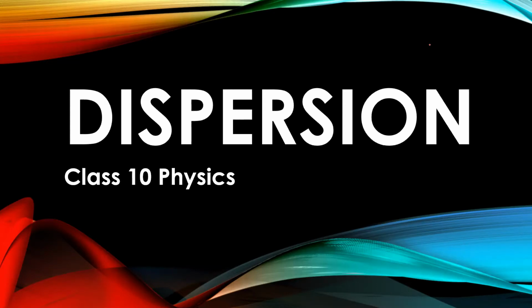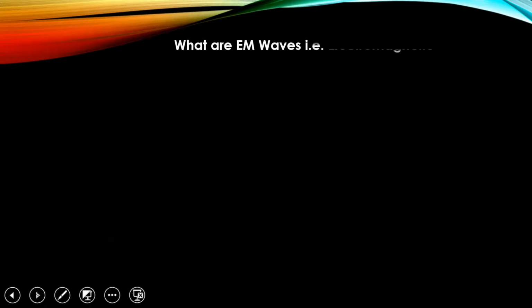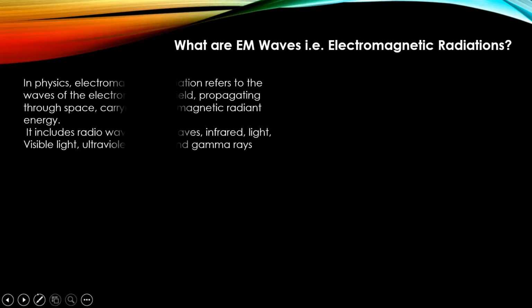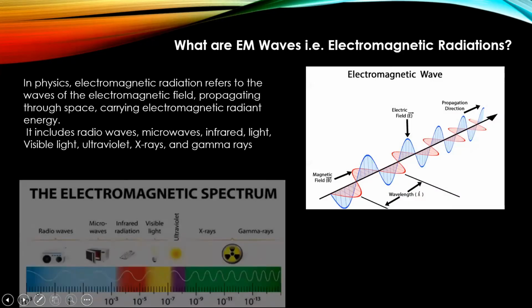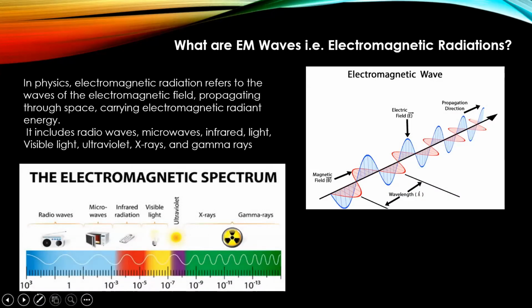Today we are going to do one more interesting phenomenon that is called dispersion. So let us see what dispersion is. In order to first understand what we mean by dispersion, we need to understand what EM waves, or electromagnetic waves, are. There are many electromagnetic waves.